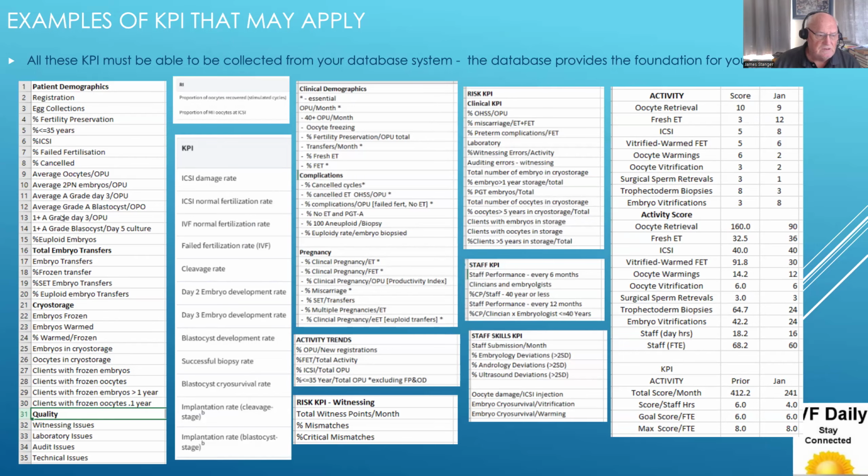You look at patient demographics, number of transfers, cryo storage, quality aspects, clinical demographics, complications, pregnancy, activity trends, like how many new pickups there are per registrations, witnessing, risk KPI, staff KPIs, staff skill KPIs, and the last clinic I even created a system of allocating work hours to each activity, and then you can generate theoretically the amount of hours per activity of the staff, and you can have a measure which is scarf per work hours. So you have some form of time and motion study.